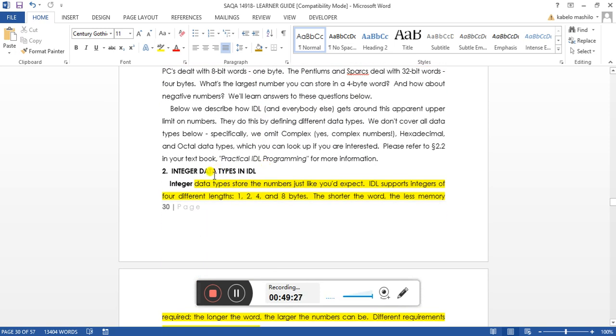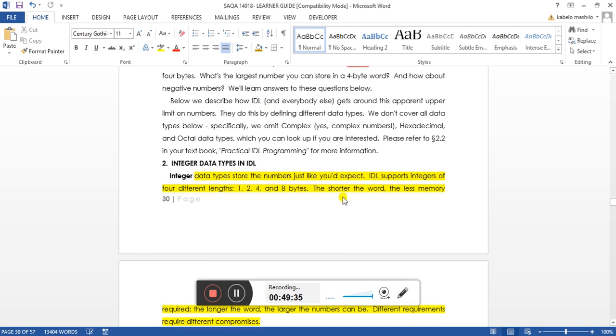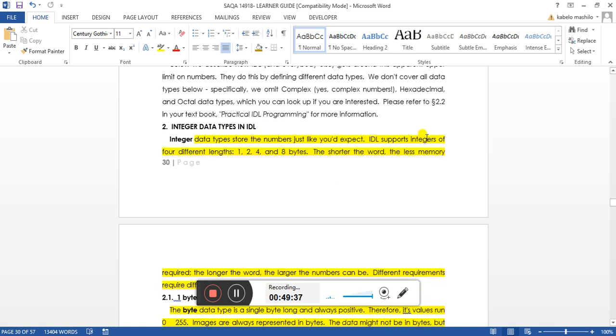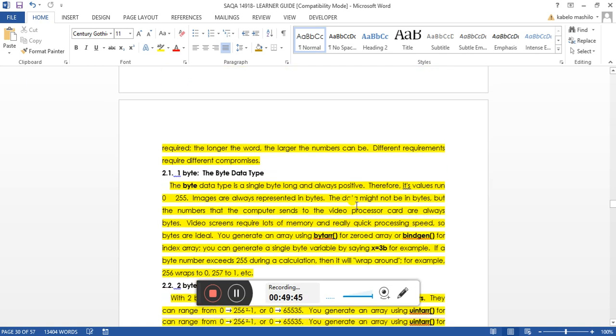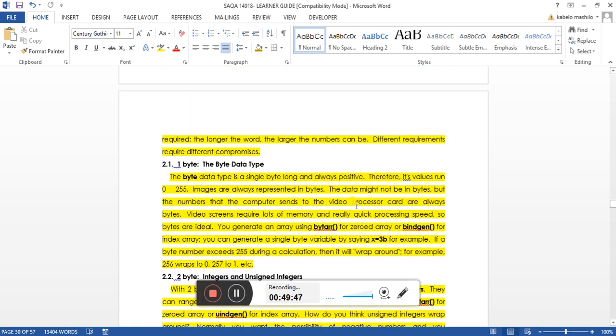Let's go to integer data types. Integer data types store numbers just like you would expect. IDL supports integers of byte length 1, 2, 4, and 8. The shorter the word, the less memory required. The longer the word, the larger the numbers can be. Different requirements require different compromises.